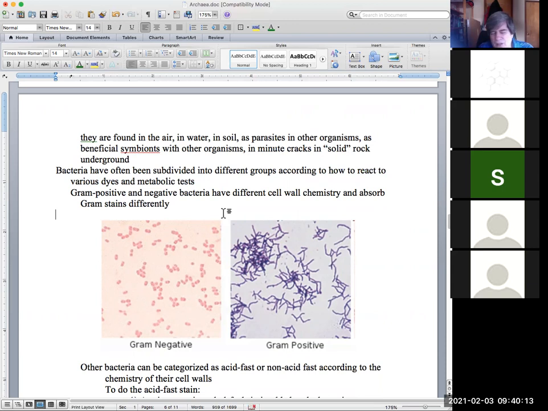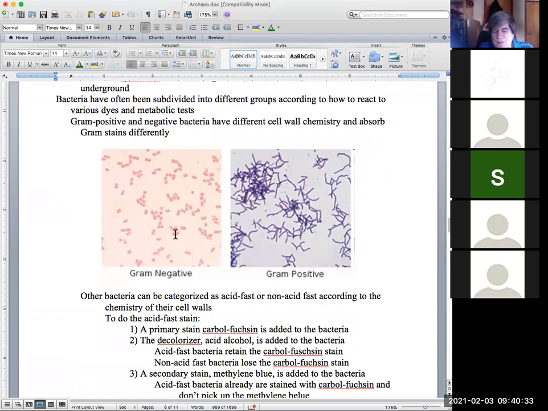One of the main tests that we use to divide bacteria into groups is that we put a stain on them, then we put on a chemical that removes the stain, then we put on another chemical. Some of the bacteria hold on to the stain, and they're bacteria that we call gram-positive. Some of the bacteria lose the stain and pick up the second stain. They're called gram-negative.